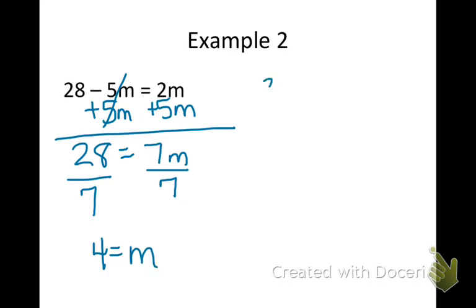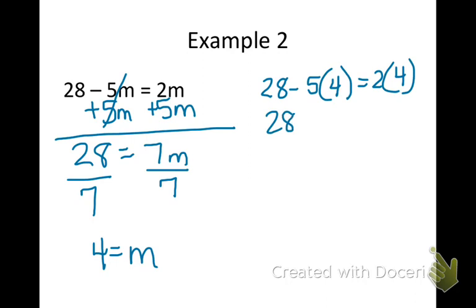So again, we can check our work using order of operations. So 28 minus 20 is equal to 8. 8 does in fact equal 8.